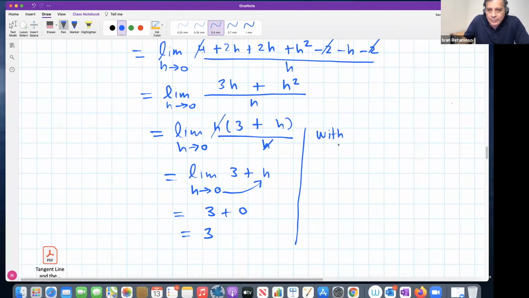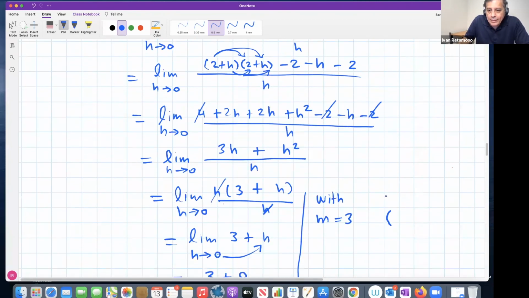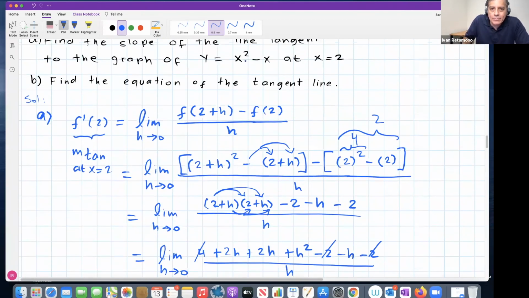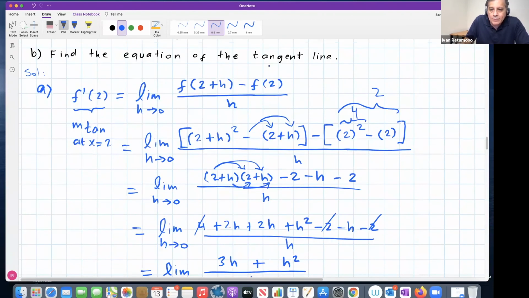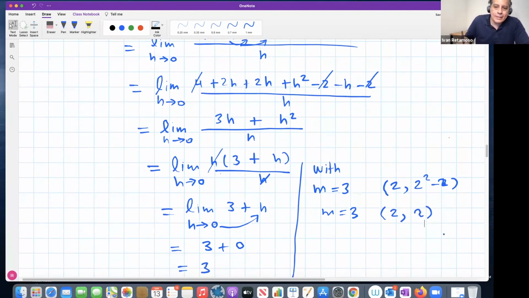They want the equation of the tangent line, with slope 3 and a point whose input value is 2. I don't have the output value, but it's not hard to find using my function x squared minus x. The output value will be 2 squared minus 2, which is just 2. So with a slope of 3 and the point (2, 2), we can easily find the equation of this tangent line.